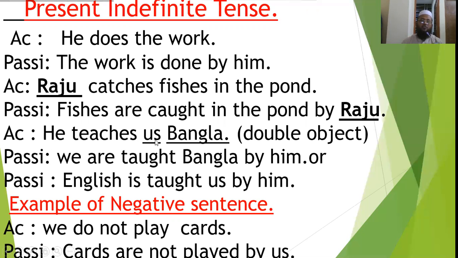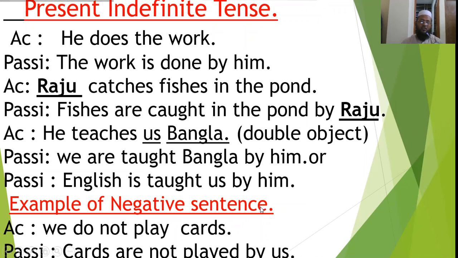Active voice: he teaches us Bangla. Double object here. One object us, number two object Bangla. You can choose any one object for subject. Here two examples given below. Passive: we are taught Bangla by him. Or Bangla is taught us by him.